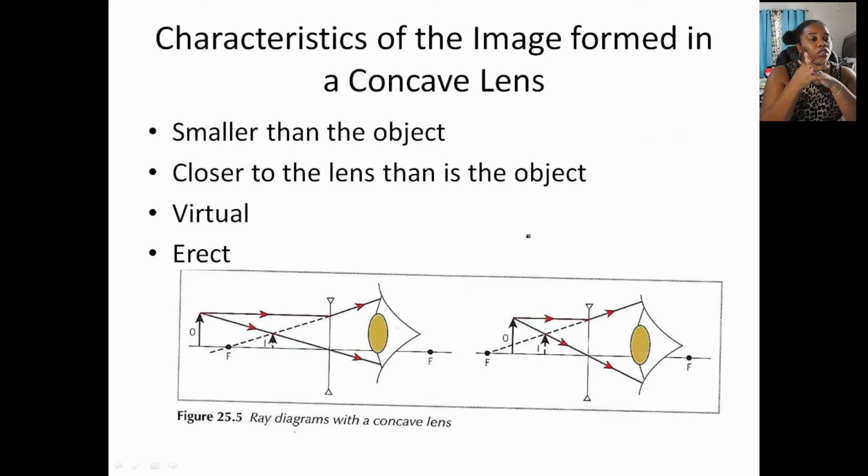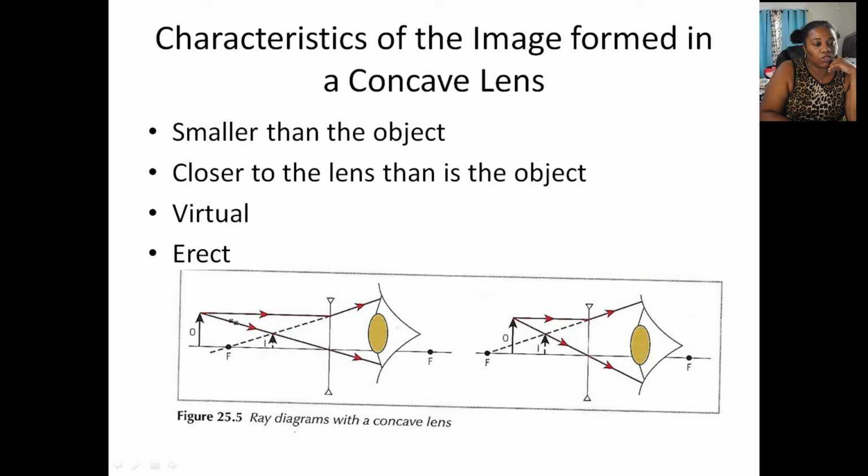So, characteristics of the image formed in a concave lens. Okay, so it's smaller than the object, it's closer to the lens than the object is, it's virtual and erect. Okay, so here we have the drawing. So using the divergent lens, this will be a little bit different.